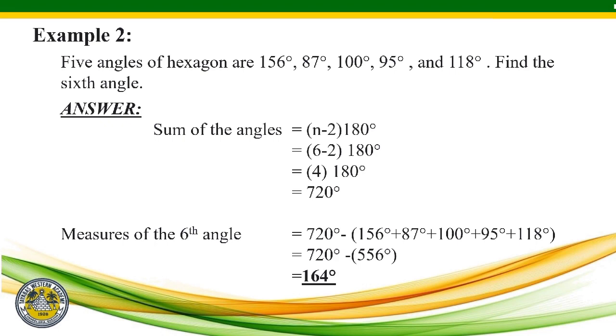Then, let's find the measure of the 6th angle, wherein we're going to have 720 degrees minus the sum of the 5 measures of the angles, such that we have 156 degrees plus 87 degrees plus 100 degrees plus 95 degrees plus 118 degrees. And that would become 556 degrees, so 720 degrees minus 556 degrees, so we have 164 degrees. Therefore, the measure of the 6th angle is 164 degrees.